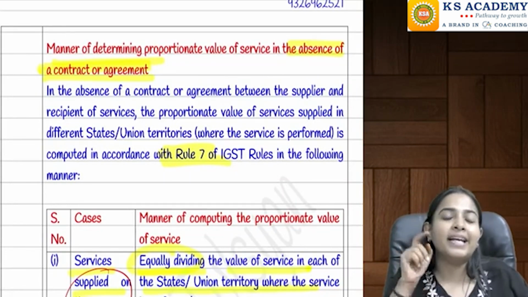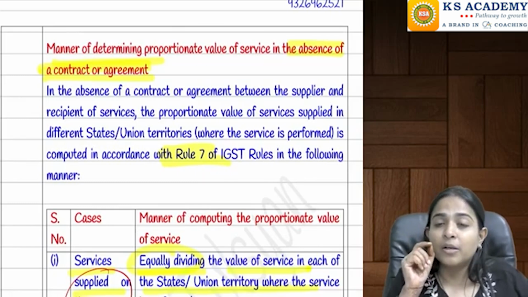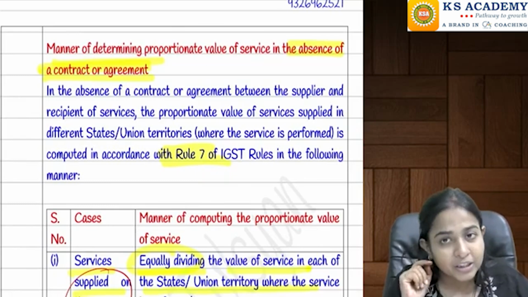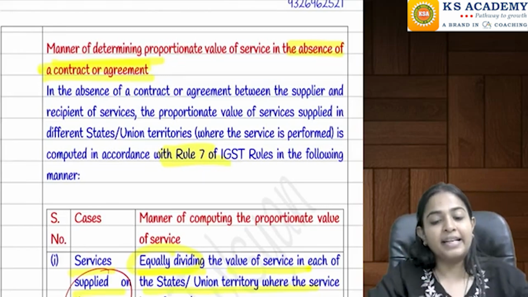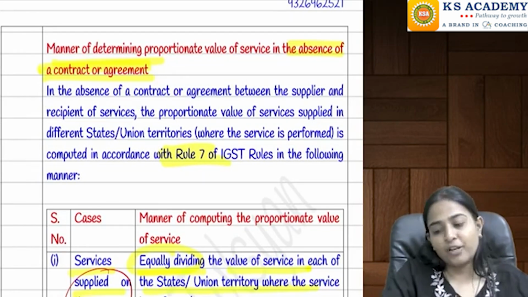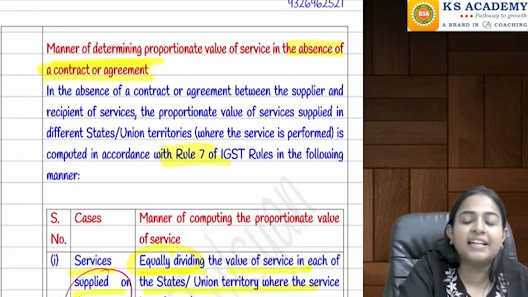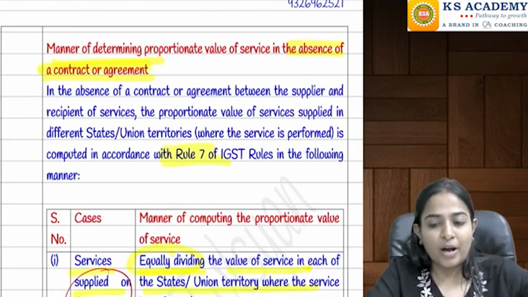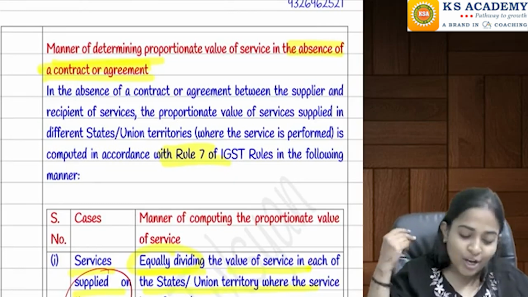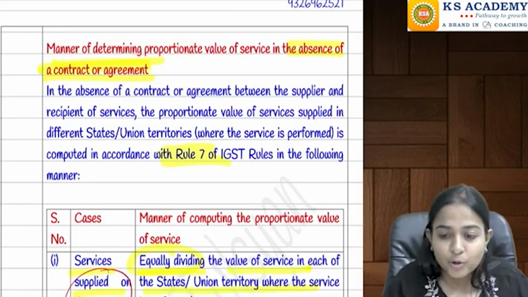The bifurcation will be done in accordance with the provisions or the proportions which are written in the contract or the agreement. What if the agreement is totally silent, or nothing is written in the agreement? Then what is going to happen? Then in that case, we'll have to follow the rules. That is rule number 7 we have to check.